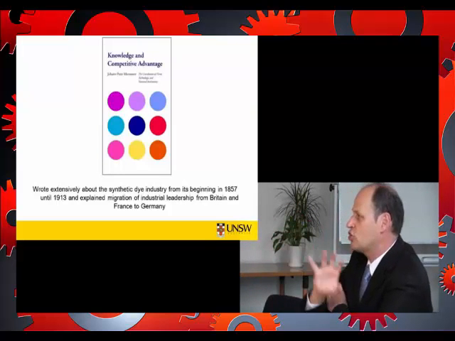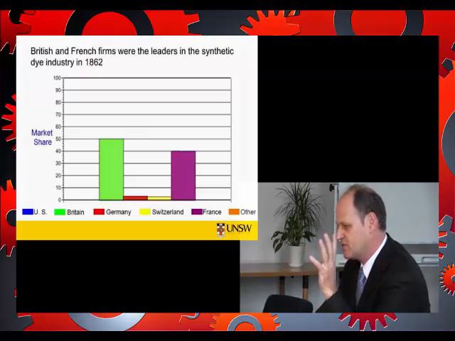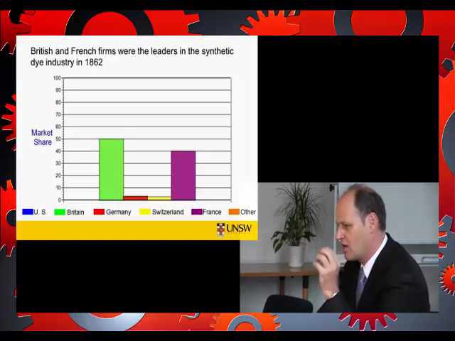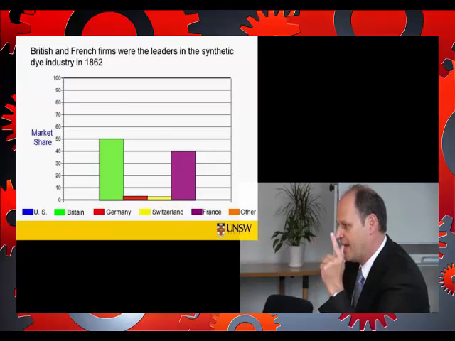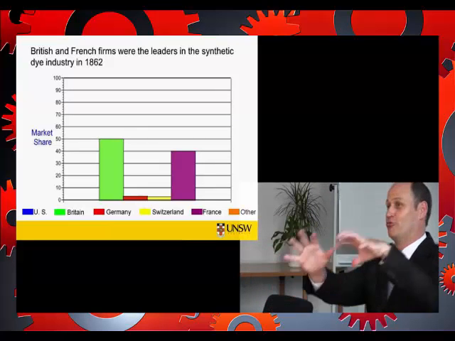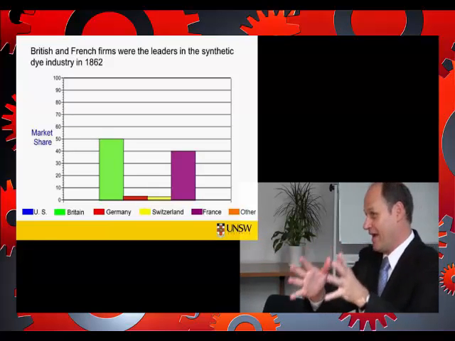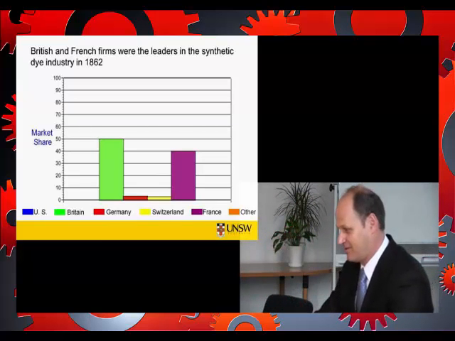Then France was also leading, but leadership shifted to Germany, and Germany dominated this industry. Let me just show you a couple of simple stats. This is world market share in 1862, five years into the industry, and as you can see, green Britain and purple France are leading this industry with 50 and 40% market share. At the time, all the experts said, of course Britain is going to dominate this even further because the raw materials are here, coal tar, a waste product of making illuminating gas, and the demand, the textile industry, is here. So it's obvious. Well, it didn't happen that way.